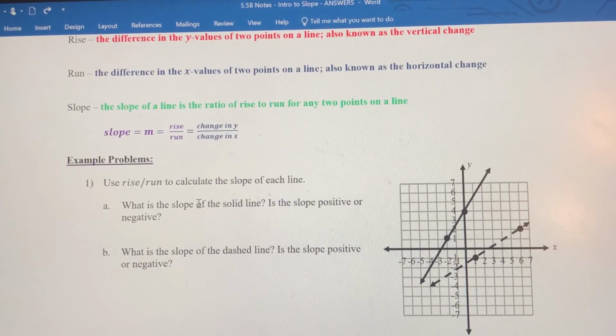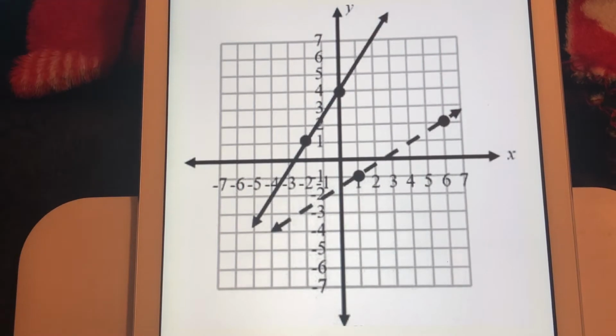So we're going to do number 1 here. We're going to go to the graph and do number 1. We're going to draw the rise over run triangle like we did with rates of change. So let's go to the graph now. Let's look at the solid line first. We want to determine the slope of the solid line. First thing we want to do is draw our triangle connecting the 2 points that are on the line.